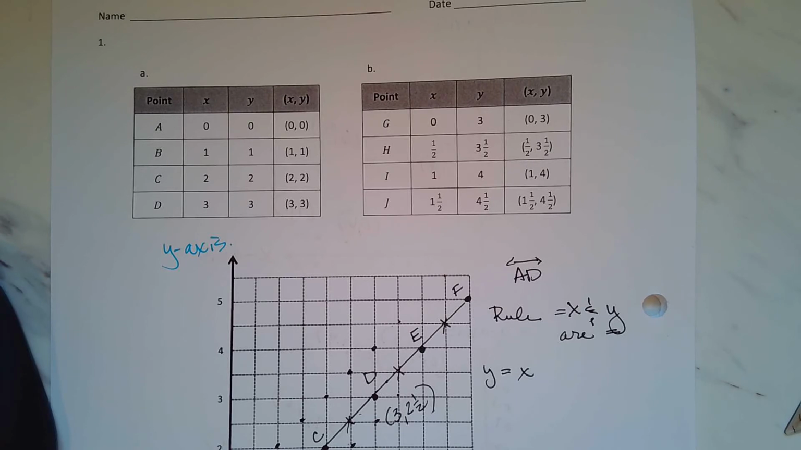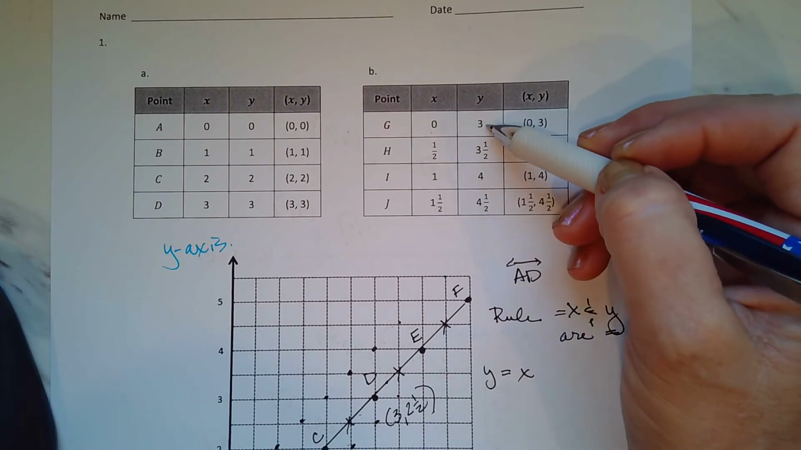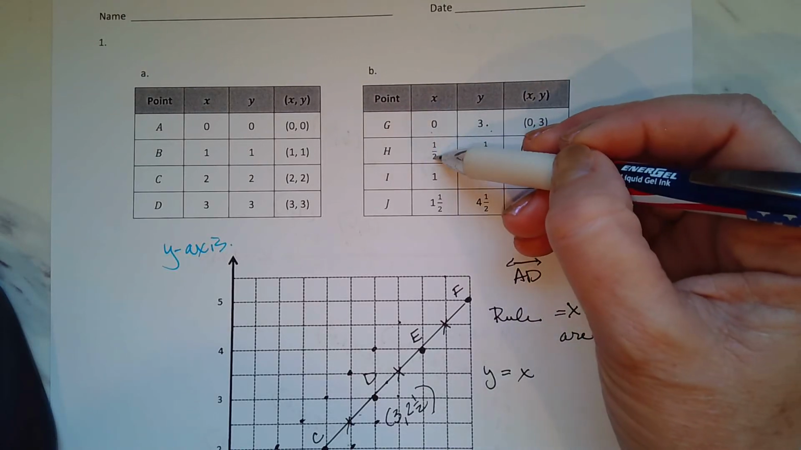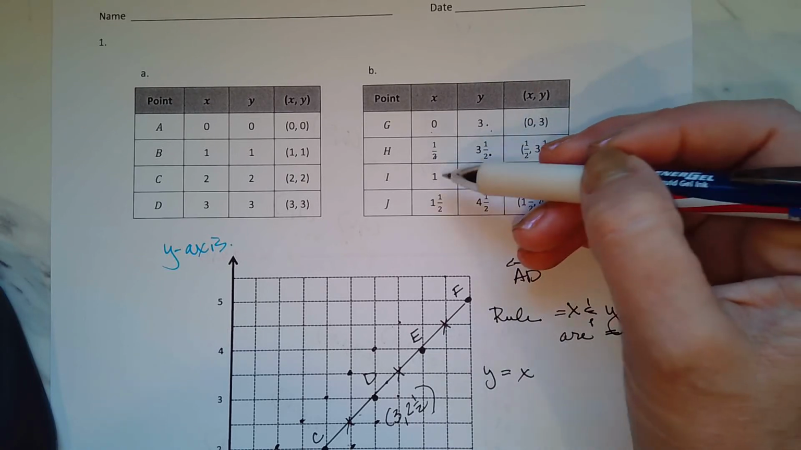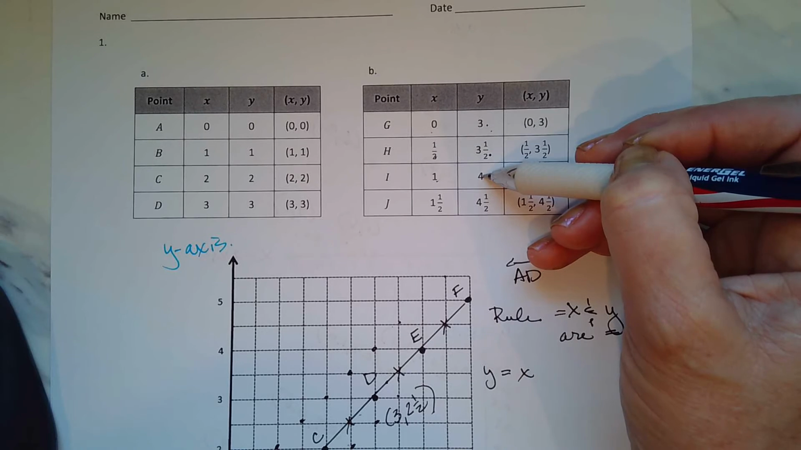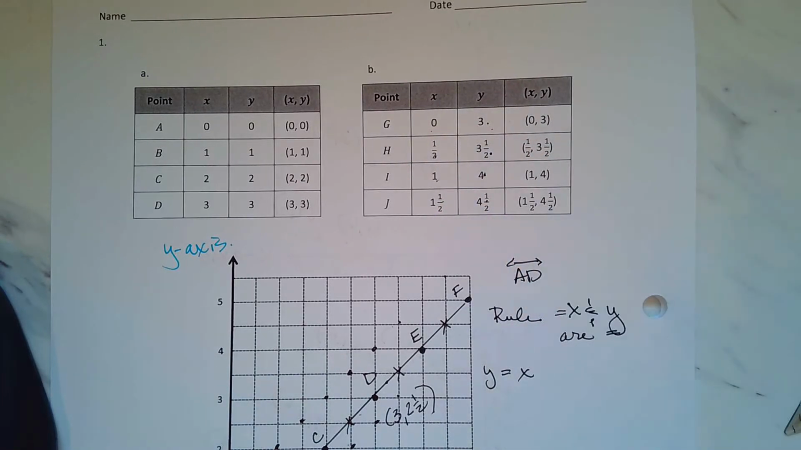For points G through J, what pattern do you notice in these coordinate pairs? What pattern do you notice? Okay, it's 0 and 3, 1/2 and 3.5, 1 and 4, 1.5 and 4.5.